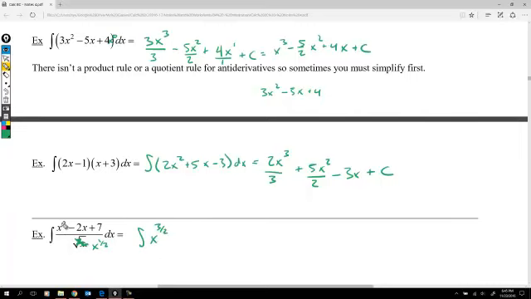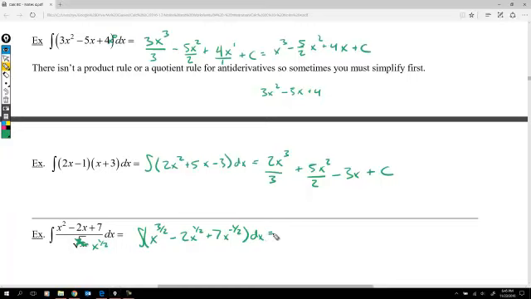All right, so remember when you're dividing exponents, or when you're dividing the bases, you just subtract the exponent. So I have x to the 3 halves minus 2x to the 1 half plus 7x to the negative 1 half. All this goes in parentheses, dx at the end. All right, now let's take the integral.